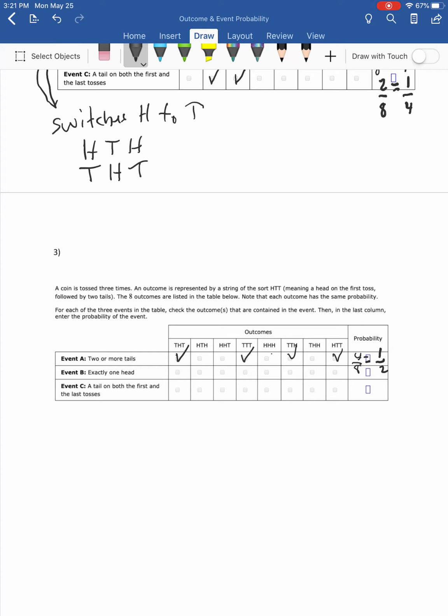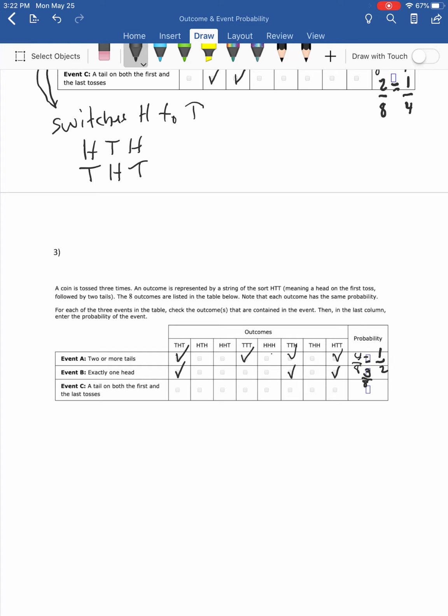Exactly 1 head, so we're only allowed to have exactly 1 H. If there's more than 1 H, it doesn't work. This one has only 1 H. Second one doesn't, third one doesn't, fourth one doesn't, fifth one doesn't, sixth one does, seventh one doesn't, eighth one does. So that's 3 out of 8, which can't be simplified.